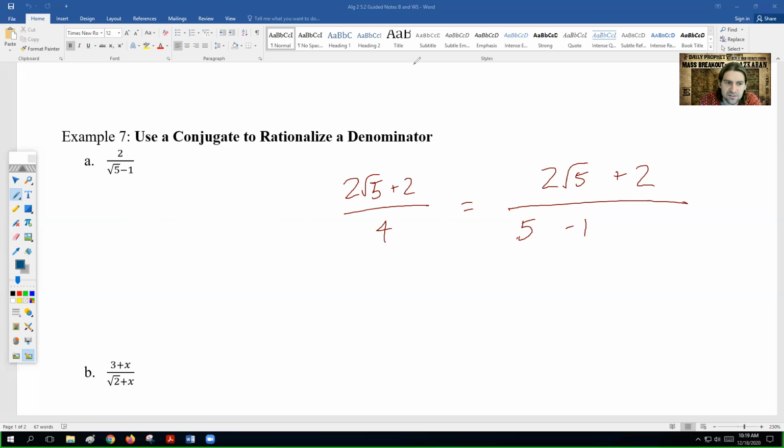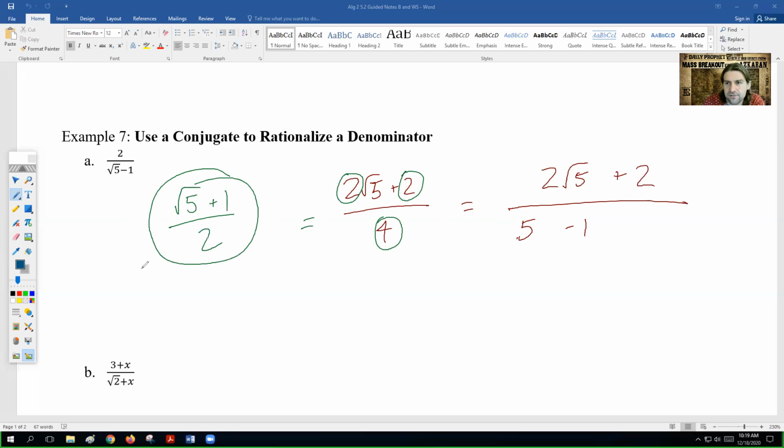The very last thing, and so this one's a pretty complicated problem, is can we reduce all these outside numbers together? Can we divide 2, 2, and 4 by the same thing? We sure can. We can divide them all by 2. So if we do that, we'd have 1 radical 5 plus 1 over 2. That's the final answer.